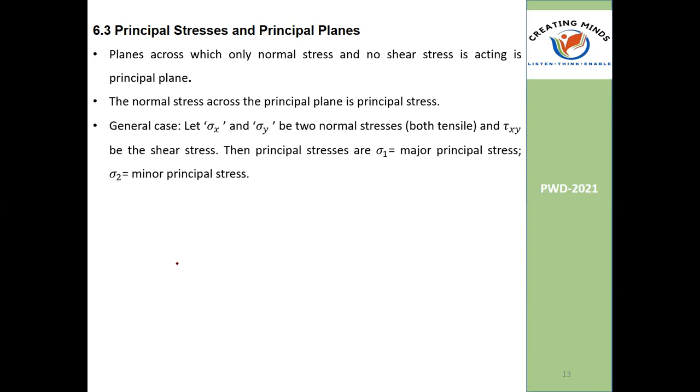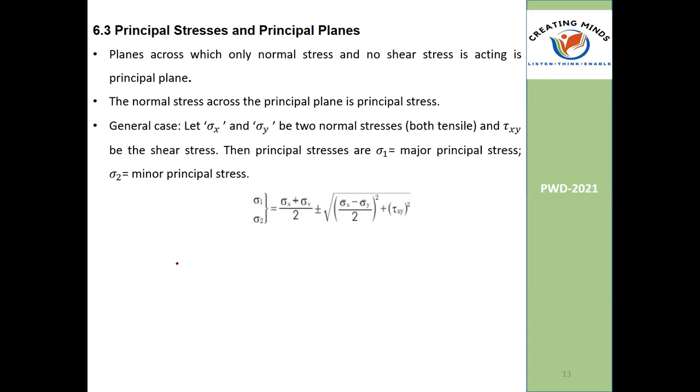So with respect to two normal stresses and one shear stress, you are expected to get one major principal stress and another minor principal stress. So sigma 1, sigma 2. Sigma 1 is (sigma x plus sigma y)/2 plus. For major, you have to take positive. For minor, you have to take negative. (Sigma x plus sigma y)/2 plus square root of ((sigma x minus sigma y)/2) whole square plus tau xy square. Please remember this equation.